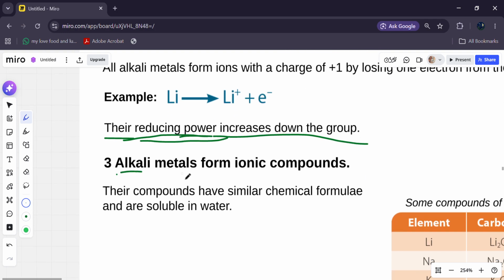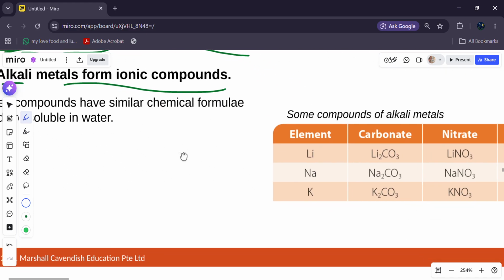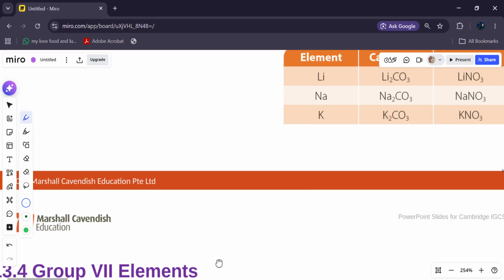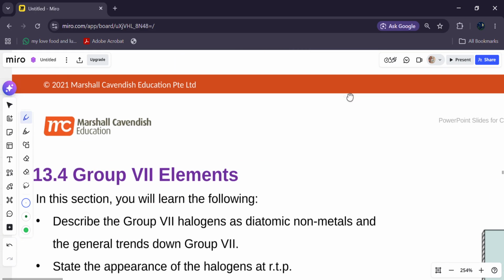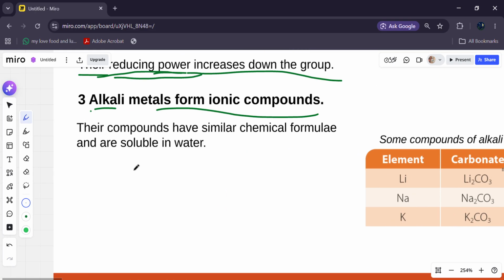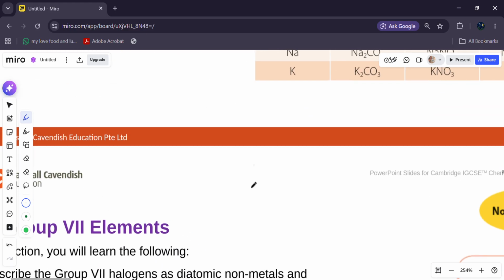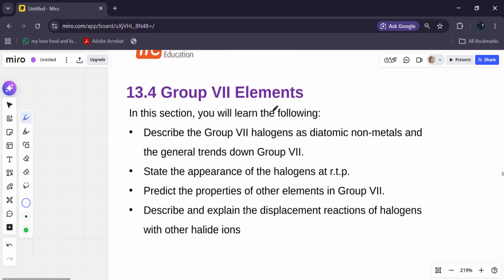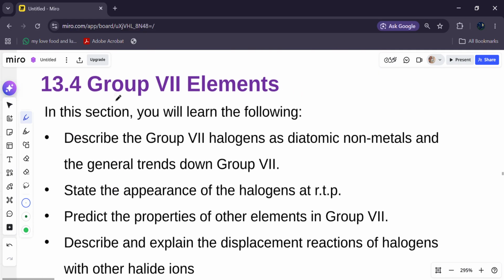3. Alkali metals form ionic compounds. The compounds have a similar chemical formula and are soluble in water. Soluble in water means that they can dissolve in water. That means they can form ions. Why? Because all the group 1 elements are metals. Most of them anyway.